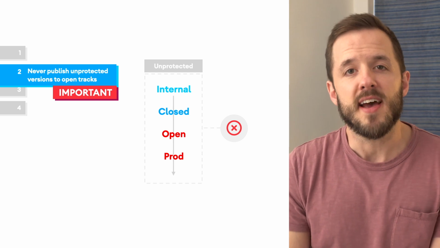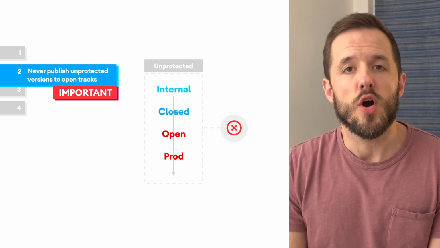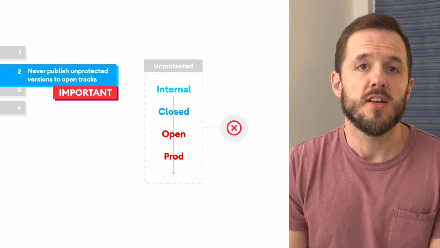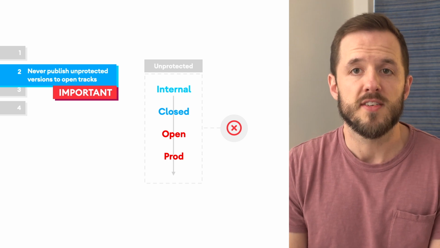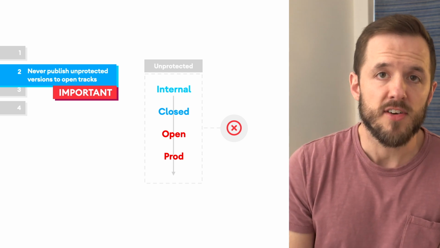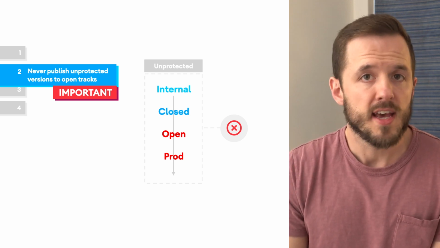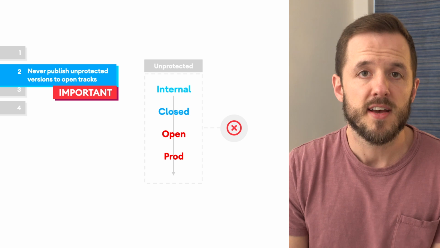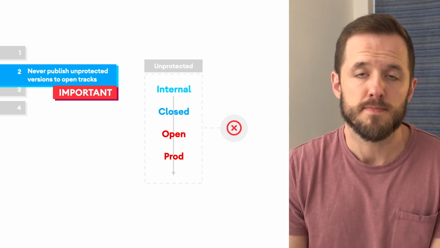Once you start protecting your app, we recommend that you only release protected versions to open or prod tracks going forwards. If you release an unprotected version, that's the version that malicious actors will use instead of spending the time and effort trying to crack the protected version.